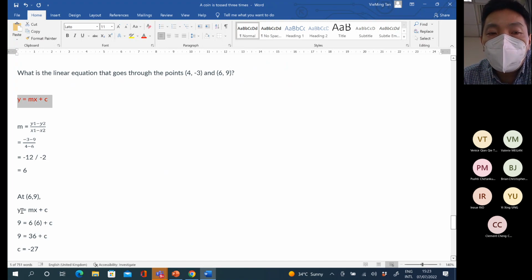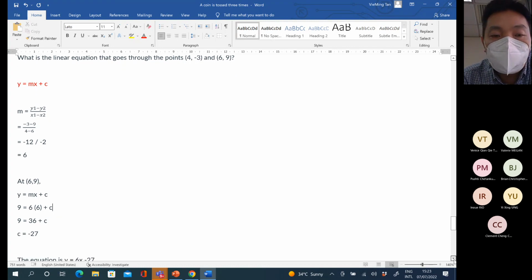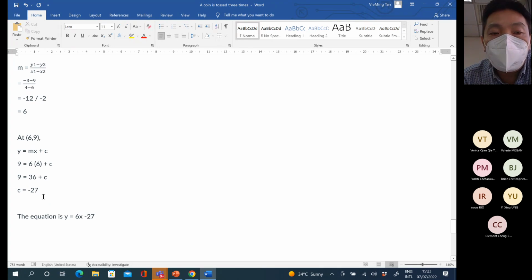And for x and y, you can use either this point or this point. In my case, I like to use this point because all of the x and y values are positive numbers. Easy, yeah? So better use this point. So at this point, I can say that 9, which is the y, is equal to 6 multiplied by 6 minus c. This first 6 is m because m is 6. This second 6 is because the x value is equal to 6. Put here. Then if you simplify, you'll get the c value. So c is equal to negative 27.